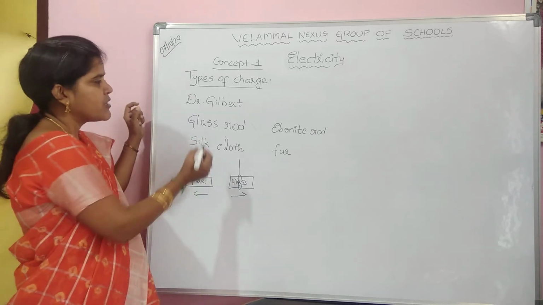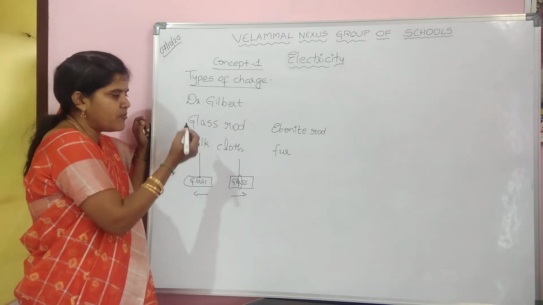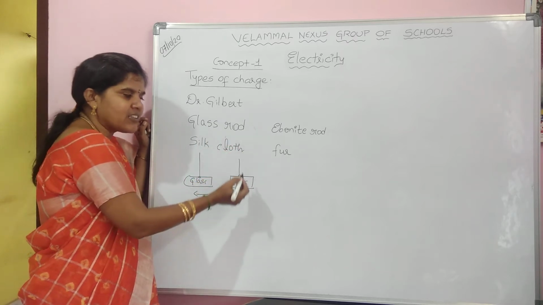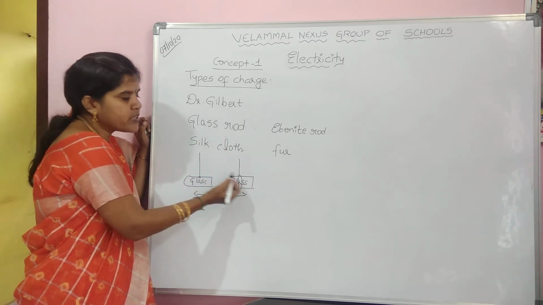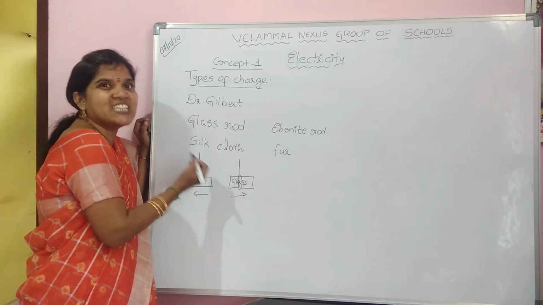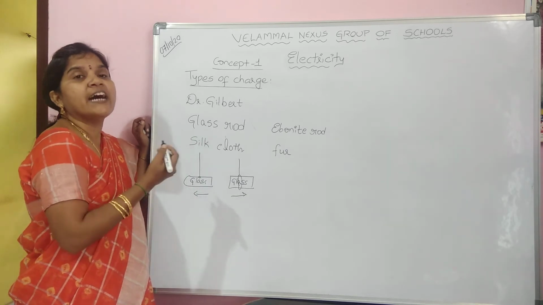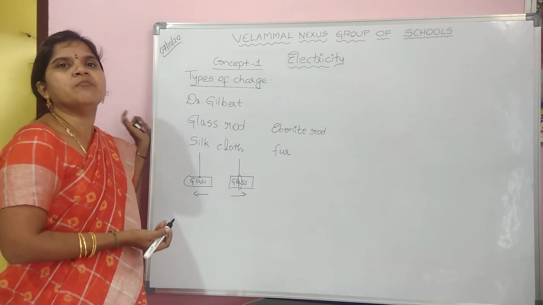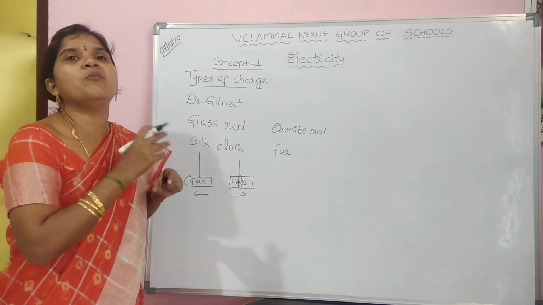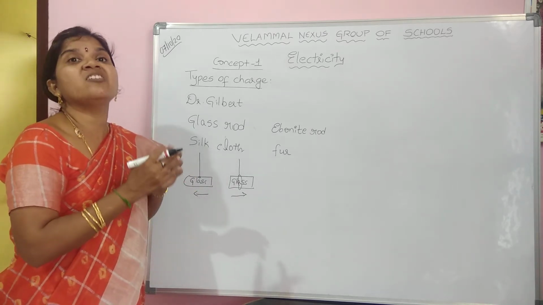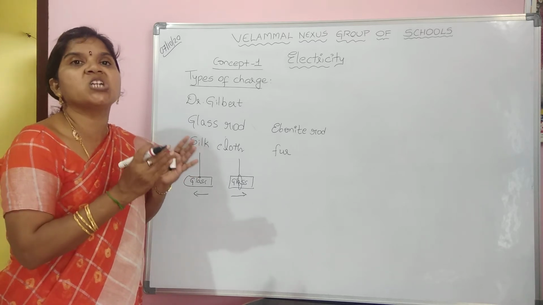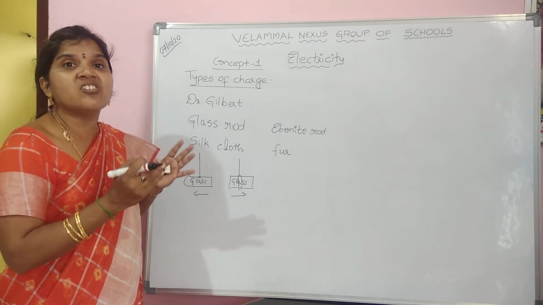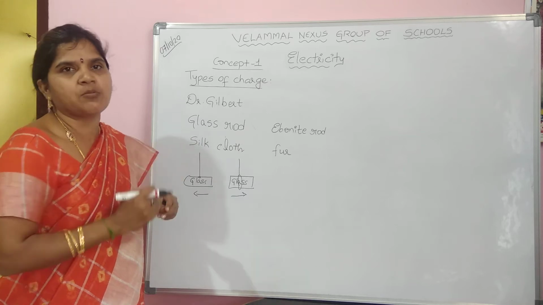I repeat, children. I took a glass rod and rubbed it with silk cloth, and another glass rod rubbed with silk cloth. Both I have suspended and brought near each other. Then what do I observe? I observe that both will repel each other. Then what happened to them? When glass rod is rubbed with silk cloth, they are being charged. Both got charged. How does this charging take place? We'll see in further explanation.